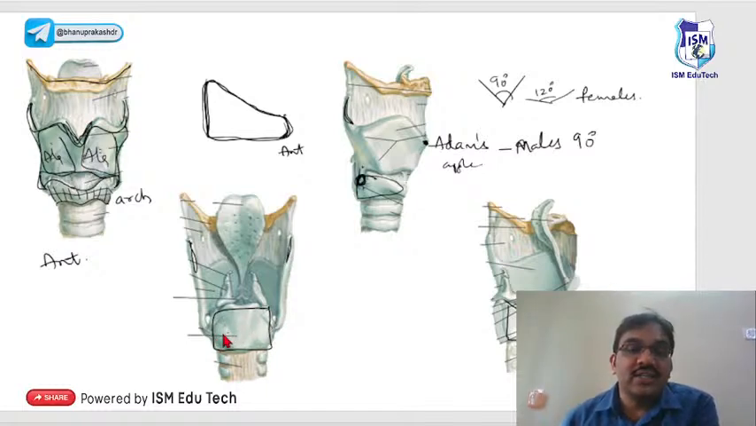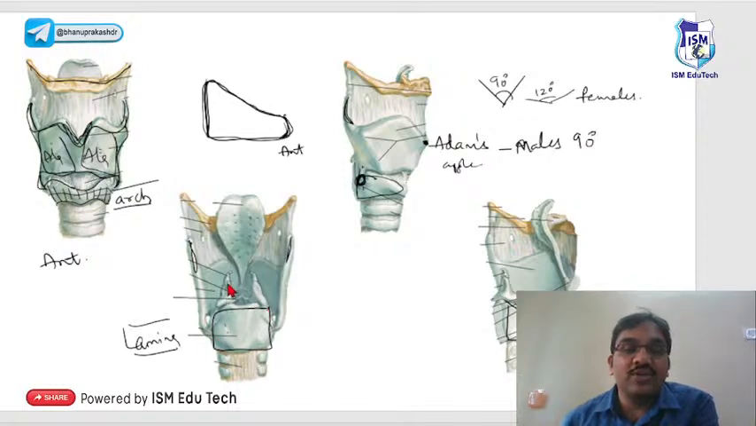This is called the cricoid lamina. Anteriorly the cricoid is called an arch, because it is very thin and arch-like, whereas posteriorly it is paper-like and is called the lamina. It is called the cricoid lamina posteriorly.